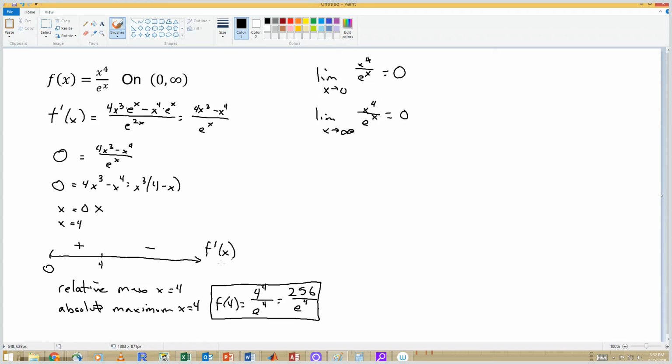So again, we have an absolute maximum, but we don't have an absolute minimum, because the function never actually takes the value 0. The function is always greater than or equal to 0. It's actually always greater than 0, sorry, but the function never achieves that value.